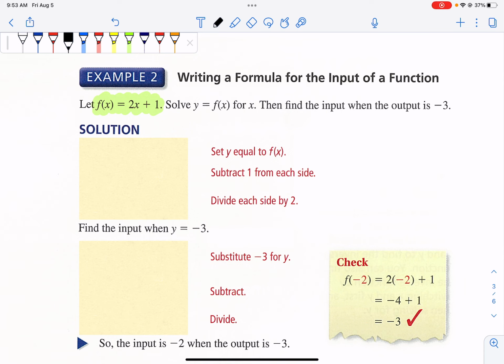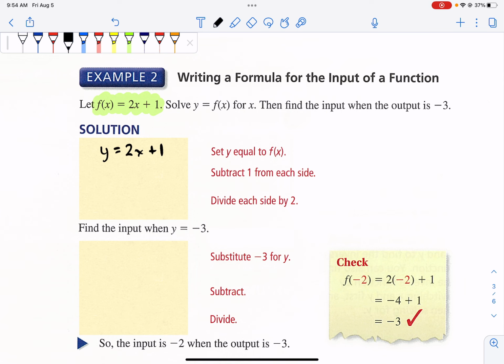Usually, it wants me to find an output, right? Usually, when I'm looking for an output, I plug a number in and I get a number out. This time, I'm doing it backwards. It wants me to find an input. So what I do, and again, it's done for you here, but instead of f of x equals 2x plus 1, I'm going to write y equals 2x plus 1.